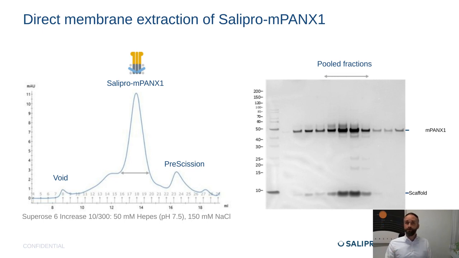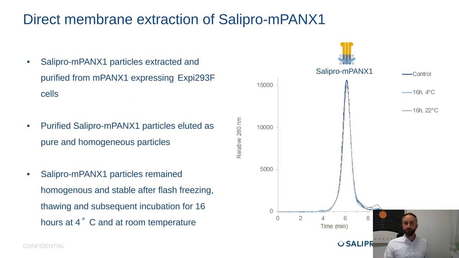Then we pool the specific fractions, and what we usually do is freeze our samples, then thaw them, and analyze them again on size exclusion to make sure they're surviving the freeze-thawing, but also we're testing thermostability at defined temperatures. In this case, we froze it, we thawed it, and then we kept it for 16 hours at 4 degrees or for 16 hours at 22 degrees. You can see here in the SEC profile, there are no changes, even after longer incubation at elevated temperatures.